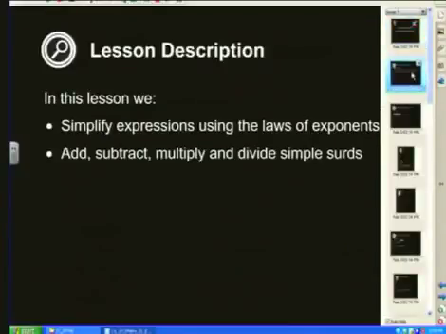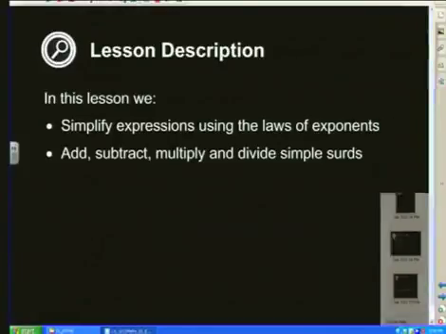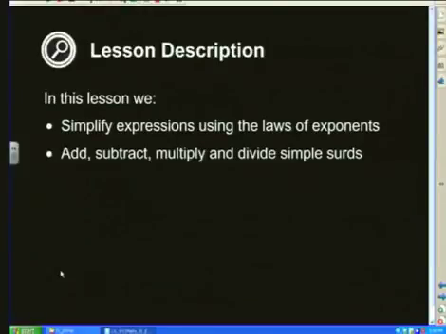What we're going to be doing in the lesson today: in this lesson, we're going to simplify expressions using the laws of exponents, and we're going to also add, subtract, multiply, and divide some simple surds as well. And whenever you do surds, you're not going to be using a calculator. So we're going to see how that all works.